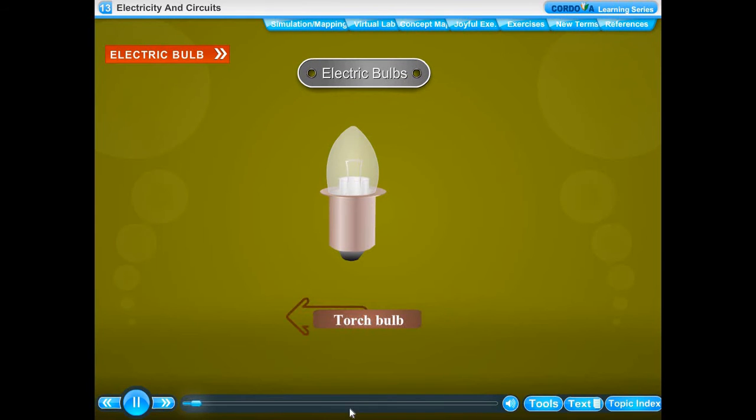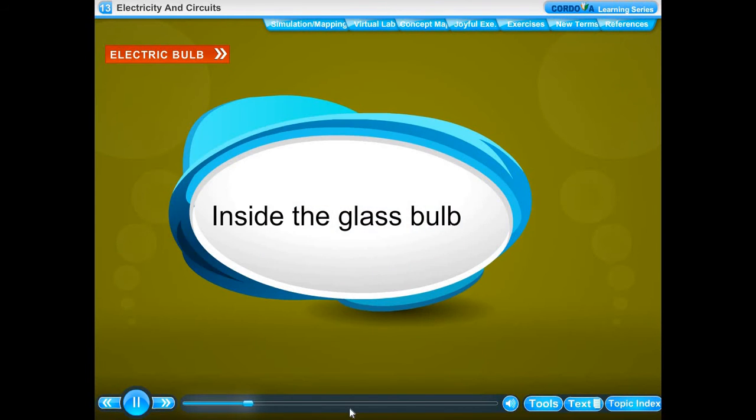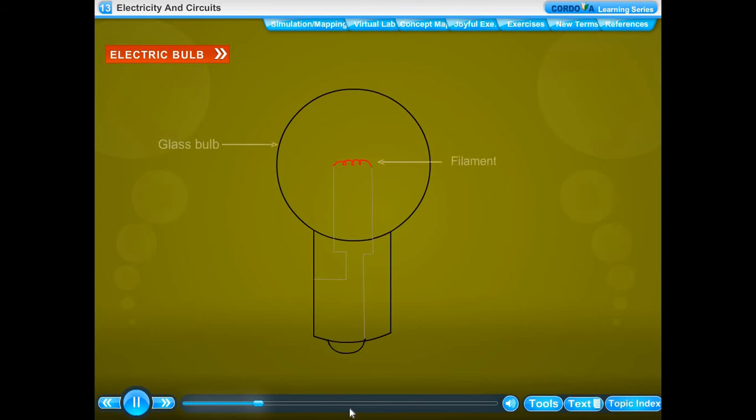Electric bulb. An electric bulb or a torch bulb has an outer case made of glass that is fixed on a metallic base. With the help of a magnifying glass, let us look at what is inside the glass bulb. It consists of a tiny thin wire called a filament. The filament is fixed to thicker wires that also provide support to it, as shown in the figure. One of the thick wires is connected to the metal case at the side of the bulb. The other thick wire is connected to the metal tip at the center of the base of the bulb.